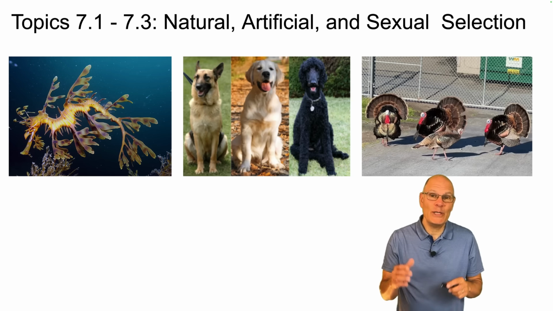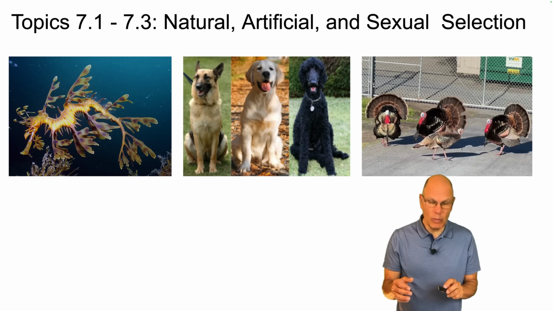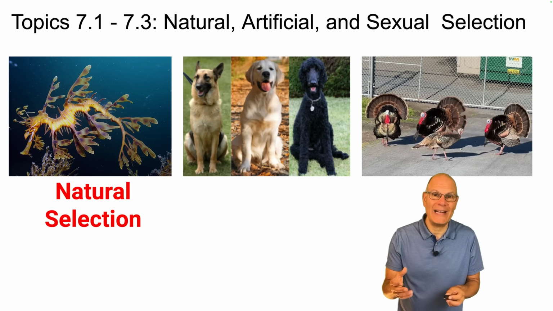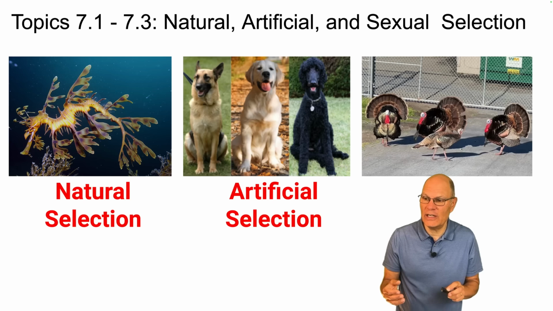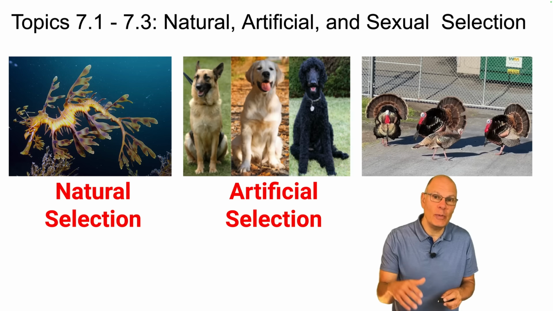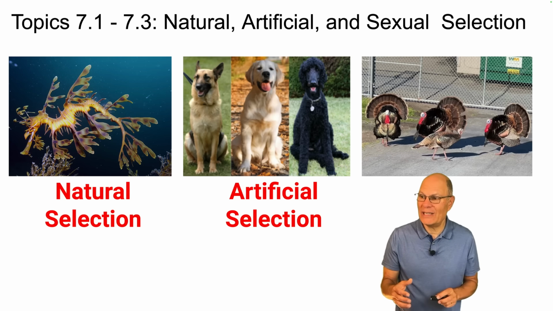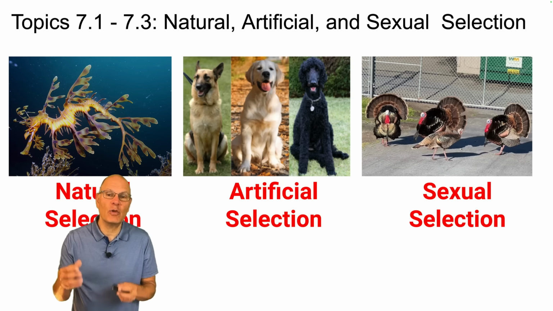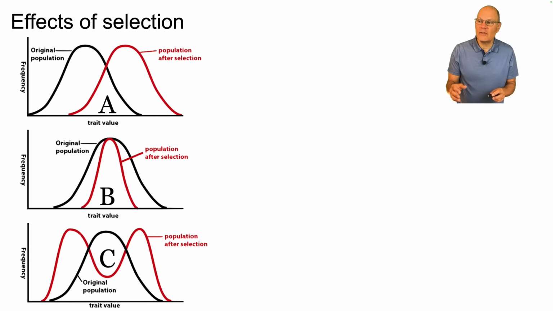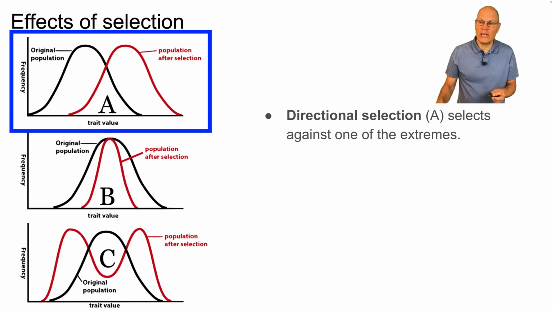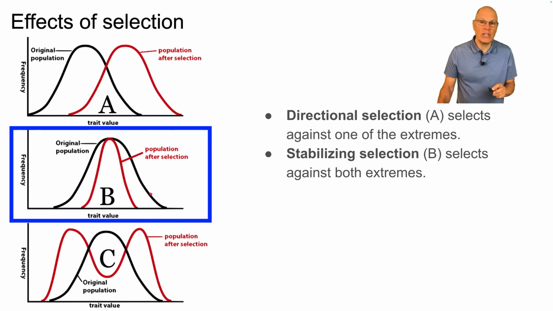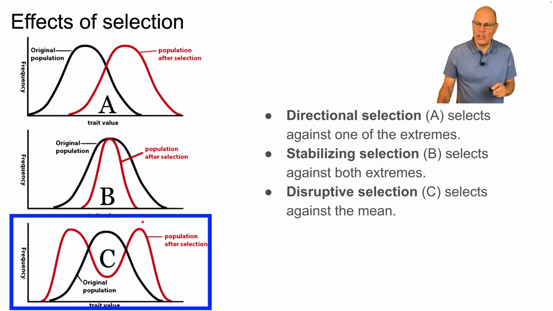This unit begins with a material that was figured out by Charles Darwin way over 100 years ago. That includes natural selection, which brings about adaptations through survival of the fittest, artificial selection, in which humans select favored traits in our domesticated animals and plants, and sexual selection, which is selection for reproductive advantage. The effects of selection can include directional selection, where the population's mean is pushed in one direction, stabilizing selection against the extremes, and disruptive selection, which is against the mean.